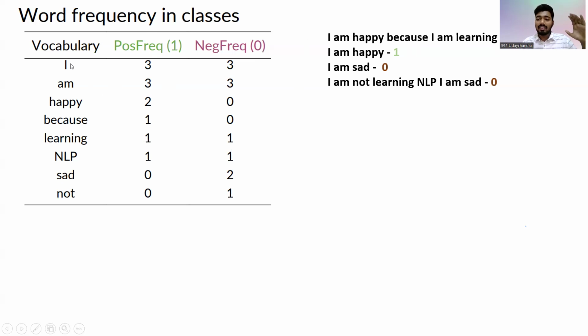So here I have the word "I". Now, how many times did "I" appear in positive feedback, and how many times in negative feedback? Let me explain with this example so you can understand. "I" repeated 3 times in positive feedbacks. These two are the positive feedbacks. And it repeated 3 times in negative feedback, so this is 1, 2, and 3. Likewise, you need to compute for every individual word in the vocabulary how many times it repeated in positive and how many times in negative feedback.